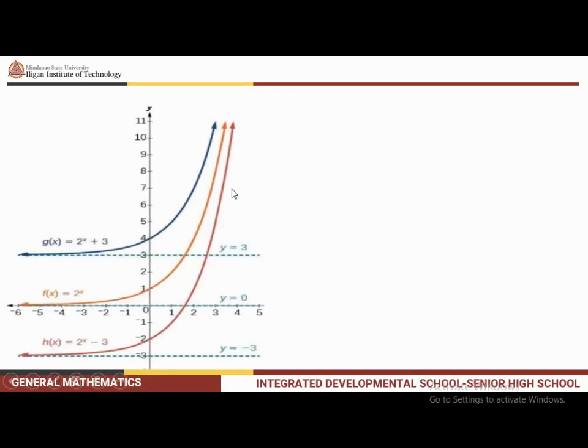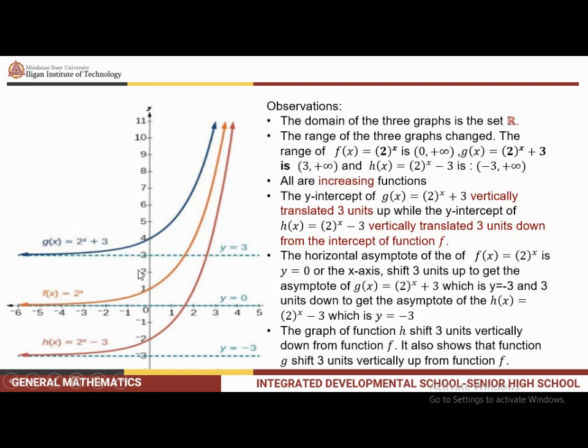Okay, so after that, let's just say we construct the table. After that, we graph it. So if we observe, what changed here? We observed that the domain of the three graphs is just the set of all real numbers. The range changed.